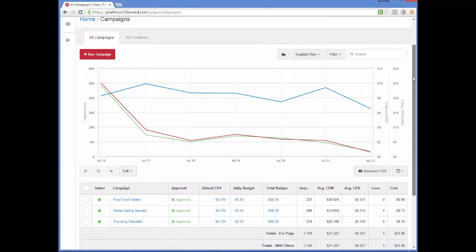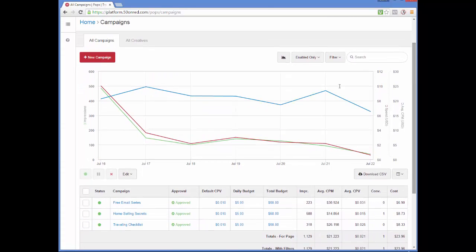So now I had other campaigns running, like I said, but these are the 3 that we're looking at, and I can choose up here enabled only. So that is our 3 that we had over the course of this week. How many impressions, our average cost per 1,000 views, and there's our cost per impression and our conversions.